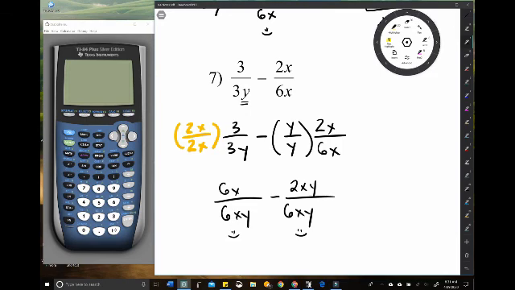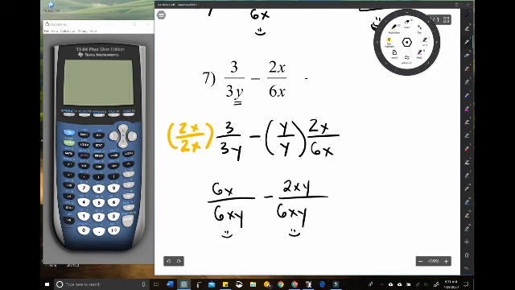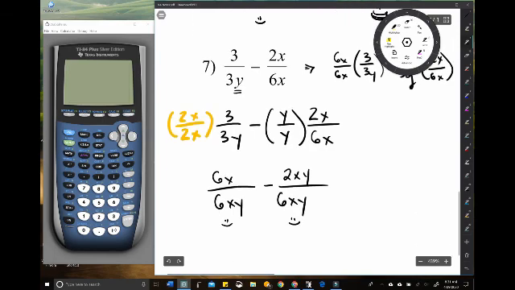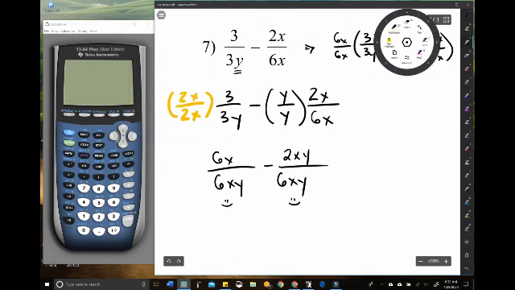But certainly, if that was too much for you, you could also just have multiplied by 6x over 6x, and 3y over 3y, x over 6x. Okay. From here, adding, subtracting like terms. Okay, these are not like terms, so they can't combine. It's a little bit of a mess. 6x minus 2xy all over 6xy.